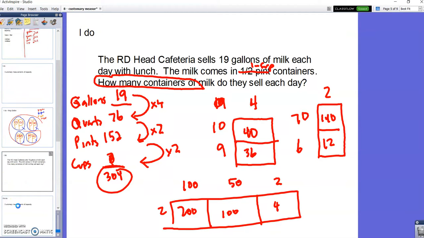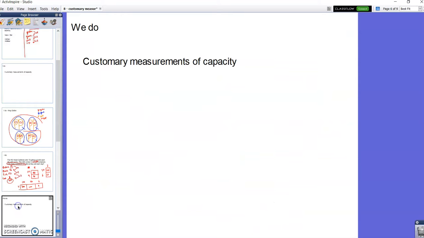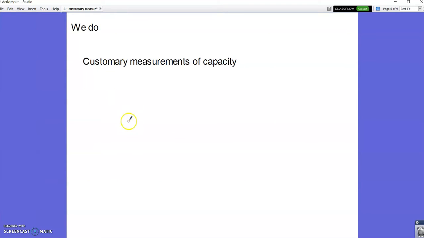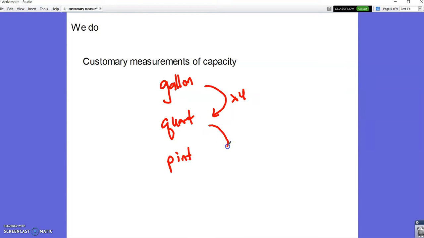All right, open up your math notebook and let's do a few things together. So the first thing I need you to do here is know what your customary measurements of capacity are. They are the gallon, the quart, the pint. Make sure you know how to say that. Everybody says pint when they first learn that word. It's pint. And cup. Those are the main measurements of capacity. So go ahead and pause now and write those down.